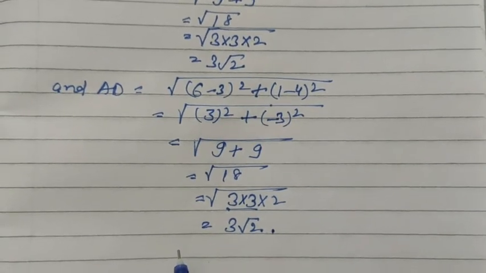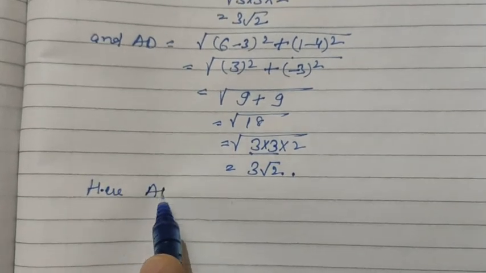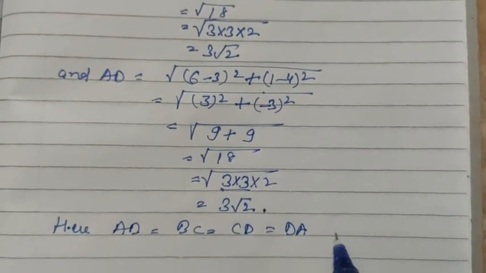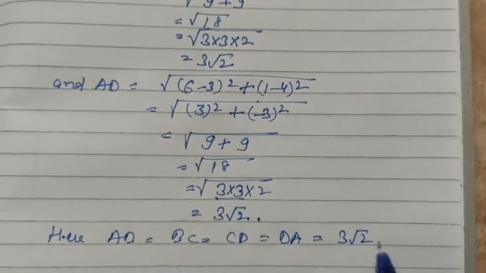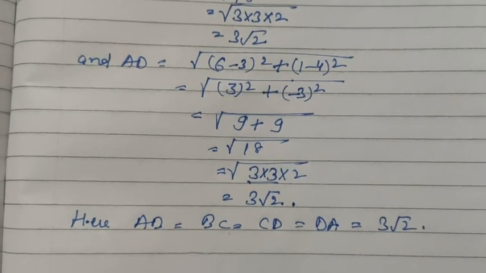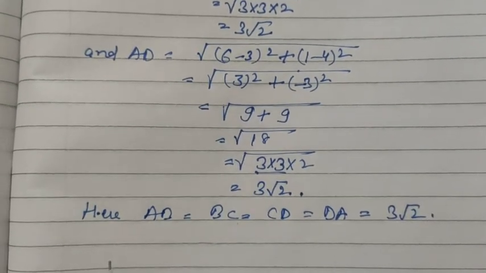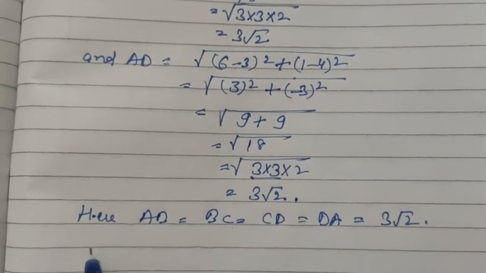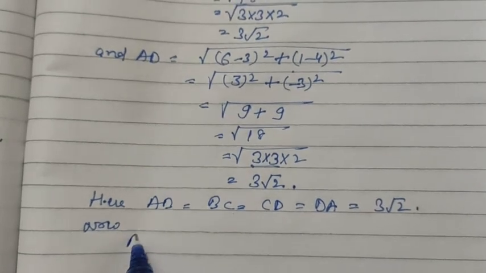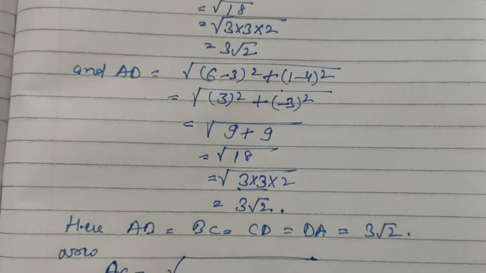AB equals BC equals CD equals DA, or we can say AD is equal to 3 root 2. So now ABCD can be a square or it may be a rhombus. We can't decide on the basis of sides, so we must find the diagonals of this quadrilateral. So we are going to find diagonal AC and diagonal BD.